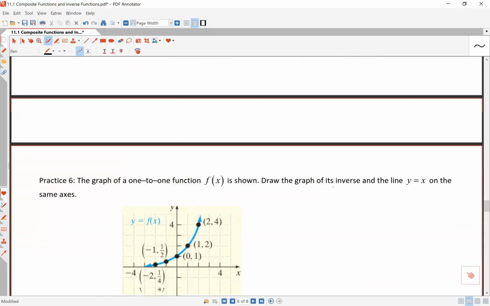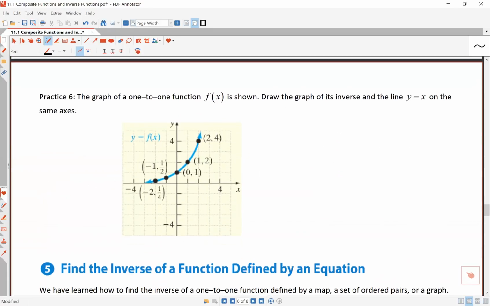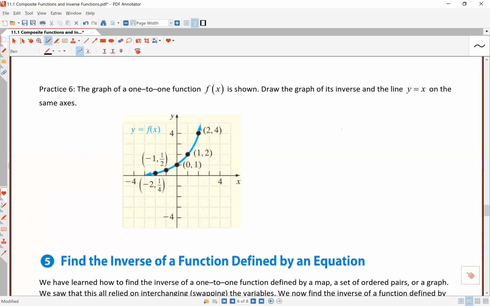Here's a practice problem for you to try. I encourage you to press pause in your video, work this out, and come back when you're ready to see the solution.